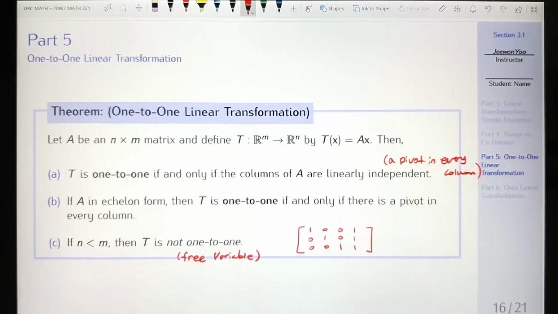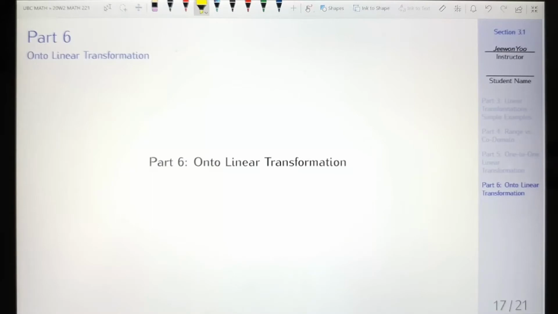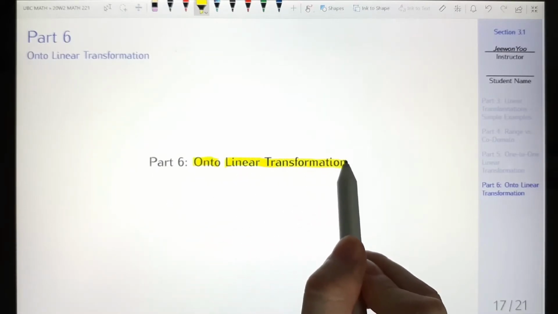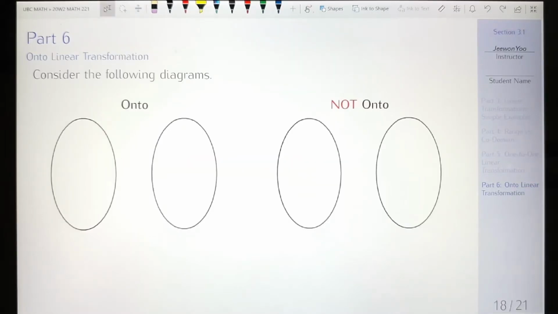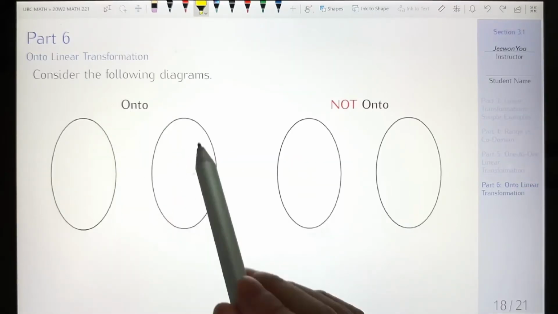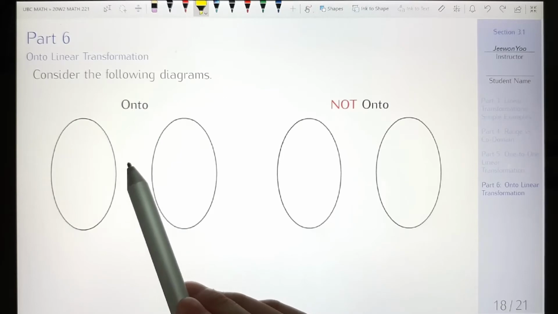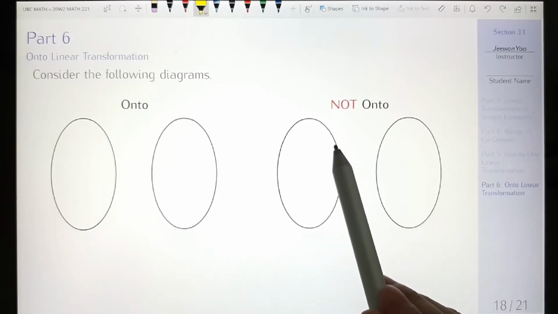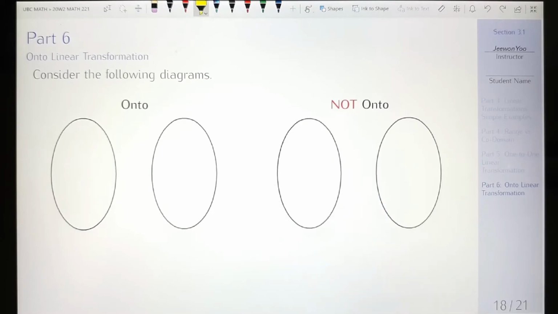Thank you very much, everyone. This is the end of one-to-one functions. Part number 6, onto linear transformation. Once again, I'm going to show you one diagram for the case of onto linear transformation and the other case of not onto linear transformation.